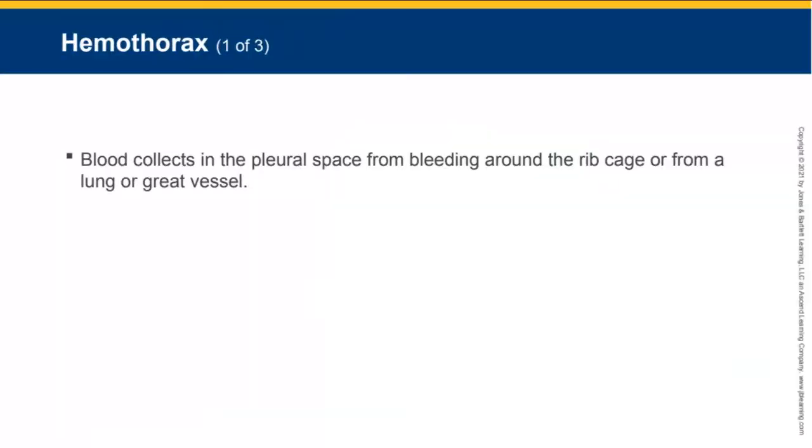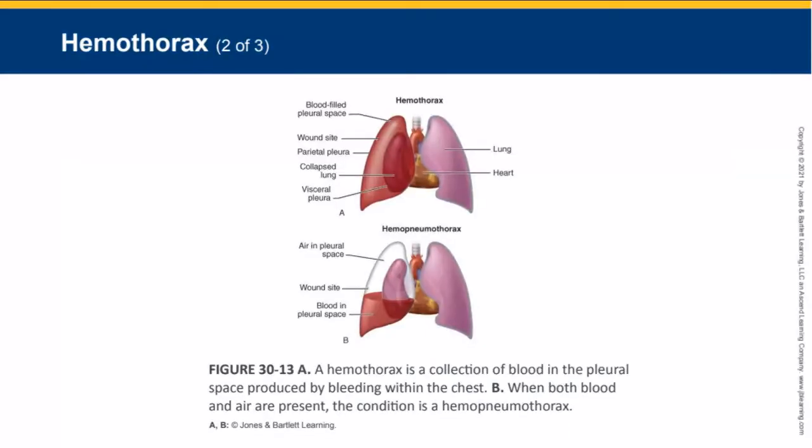Now, the hemothorax. Hemothorax is blood collecting in the pleural space from bleeding around the rib cage or from a lung or great vessel. And a patient can have a combination of blood and air in the pleural space, so they can have a pneumothorax as well. So a hemothorax is a collection of blood in the pleural space produced by bleeding within the chest. When both blood and air are present, the condition is a hemopneumothorax.